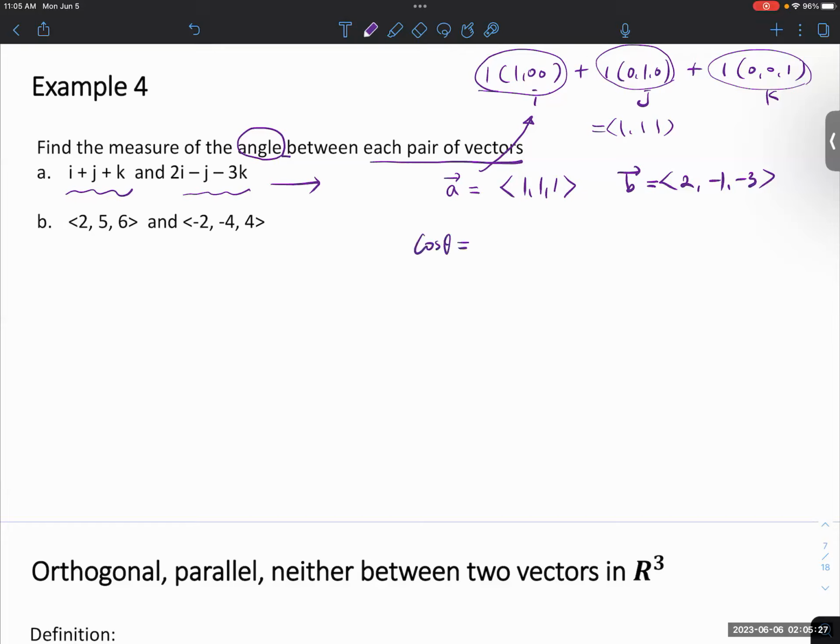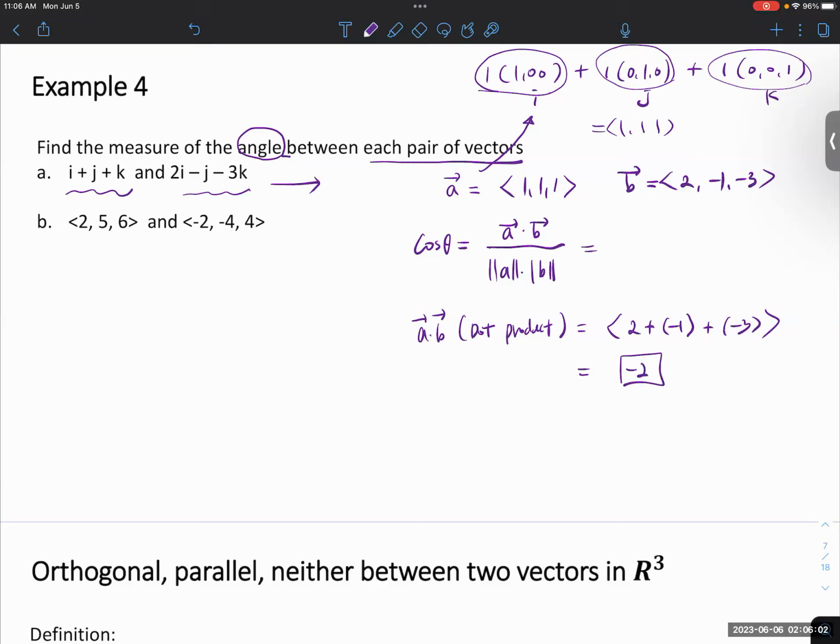Cosine theta. We just found out A vector times the B vector, and then divided by each magnitude. So you can find out the A times B, the dot product. So you can find out 1 times 2, 2. 1 times -1, -1. 1 times -3, -3. So you're adding them. That's a dot product, scalar product. So -2, -3, what you're gonna get? 1 minus 3, -2 is the dot product. So I got -2 right there.